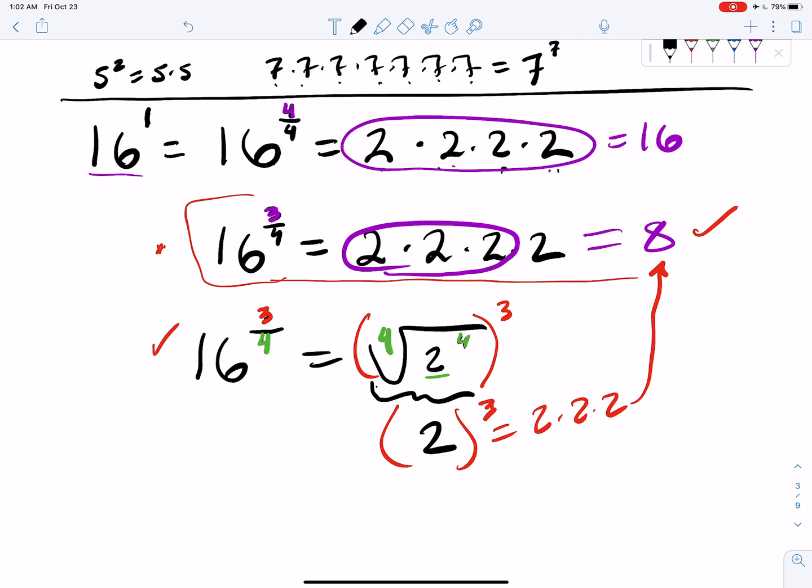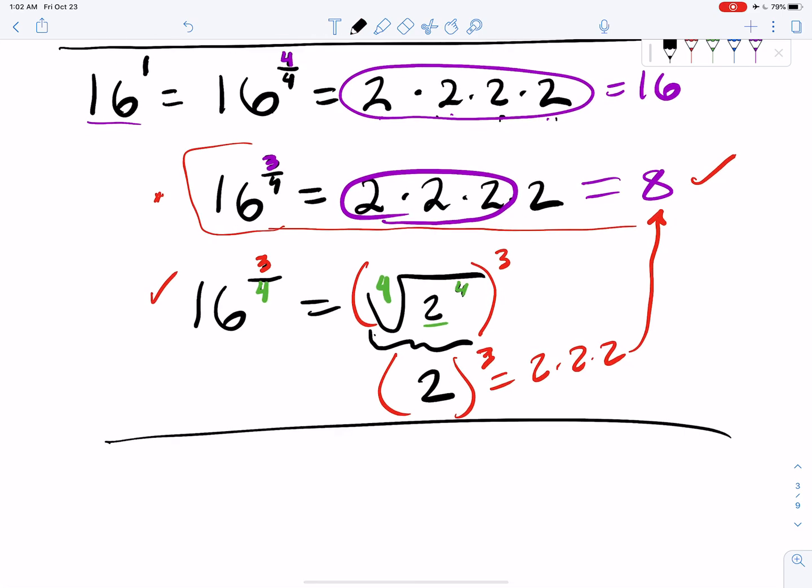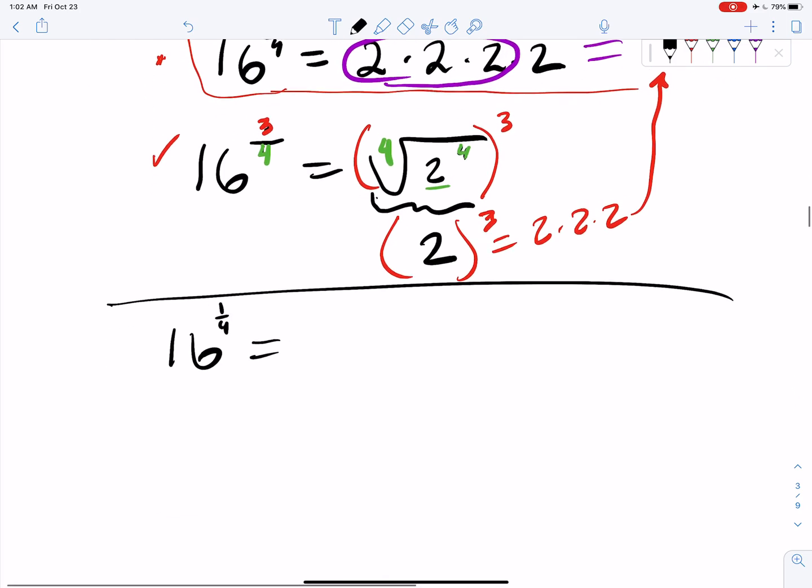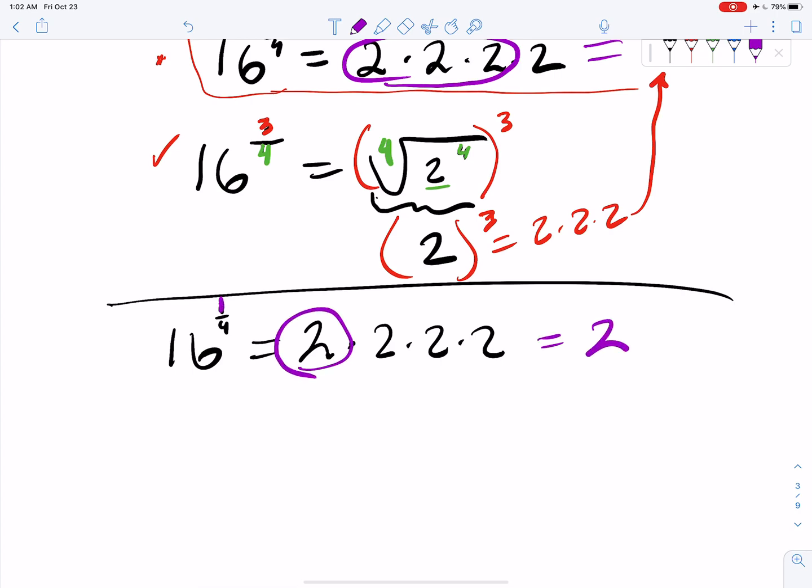Let's try that. If I had 16 raised to the 1/4 power, according to my funny way of doing it before, well, we know 16 is 2 times 2 times 2 times 2, and 1/4 says I want 1 out of the 4. That's just 2. So 16 to the 1/4 is 2.